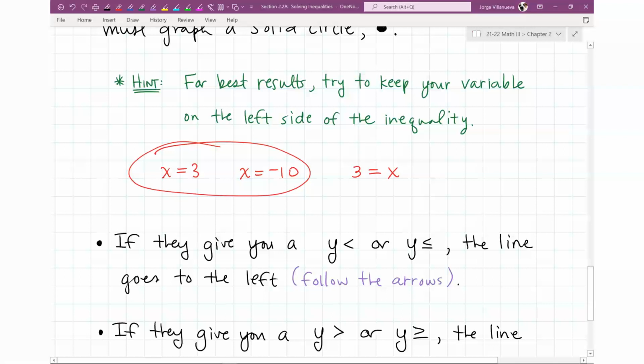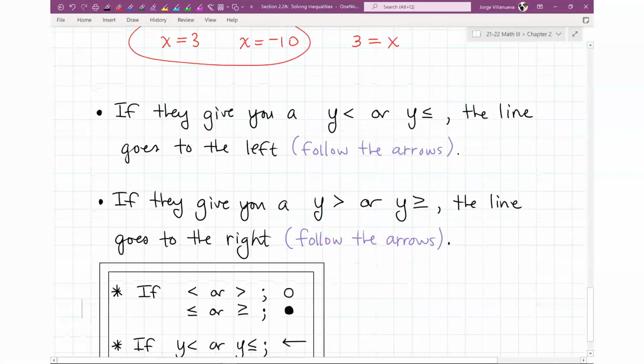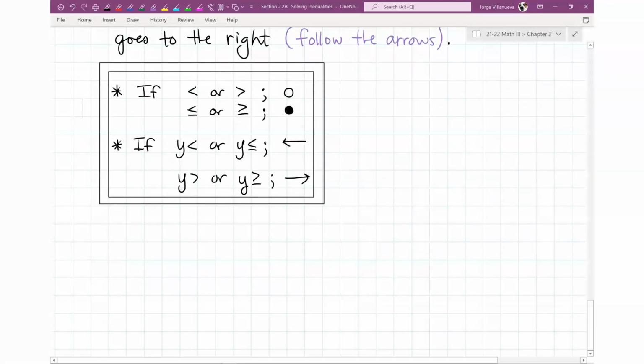And then look for these other hints right here. When you see a less than or equal to, you go left. Greater than or equal to, you go right. And all of that was basically summarized in that box right there. Okay? So that's your little cheat sheet, the one you're going to be looking at when you do your work.